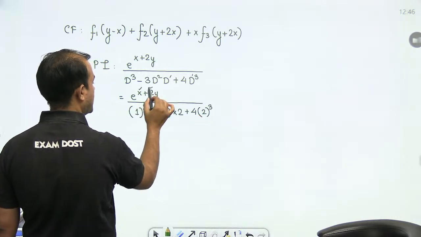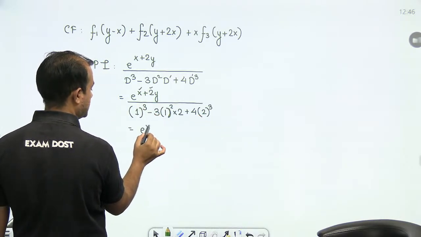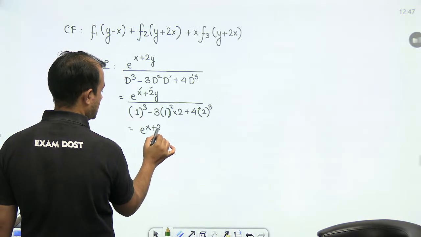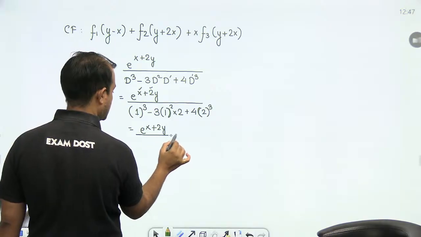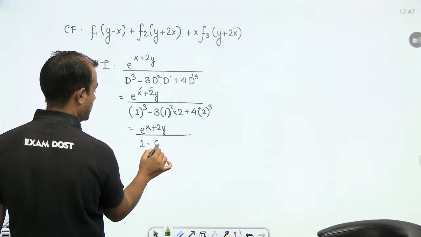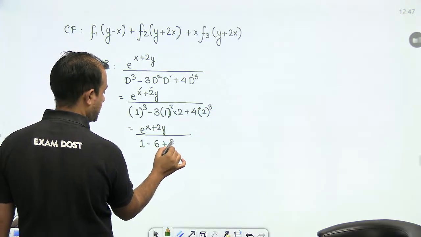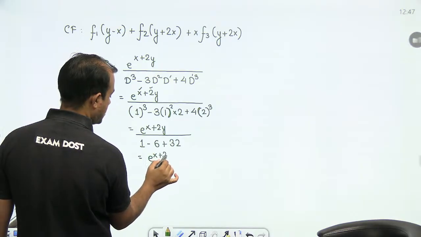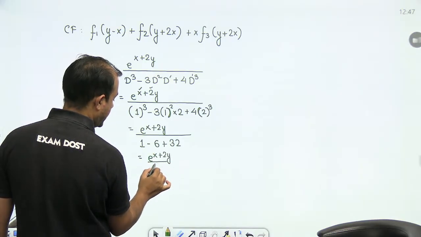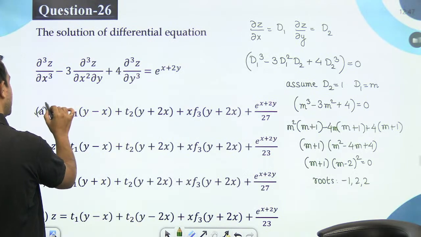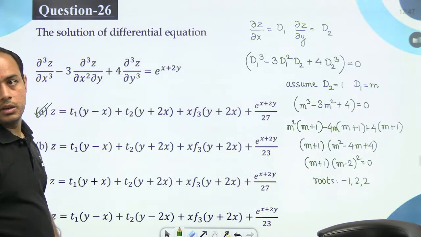Based on the coefficient of x and y in the numerator, this will be the value. So the answer will be A. A will be the answer.